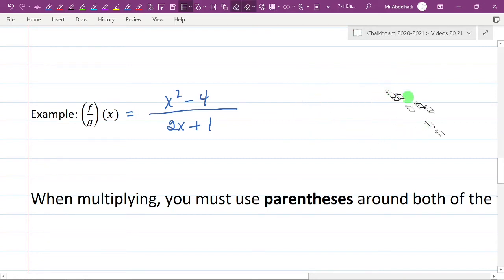So you look over here, and you say, do they have a common factor? And the most obvious thing to do here is to fully factor the top and fully factor the bottom.